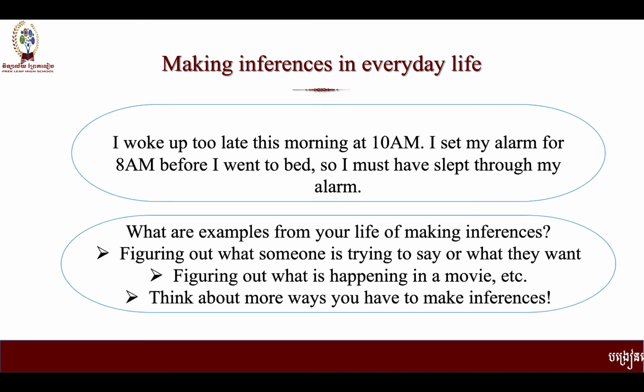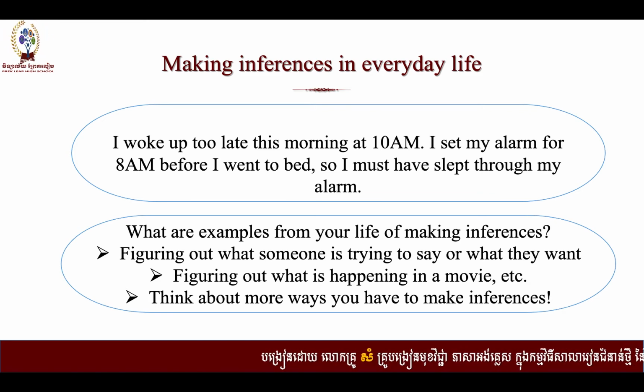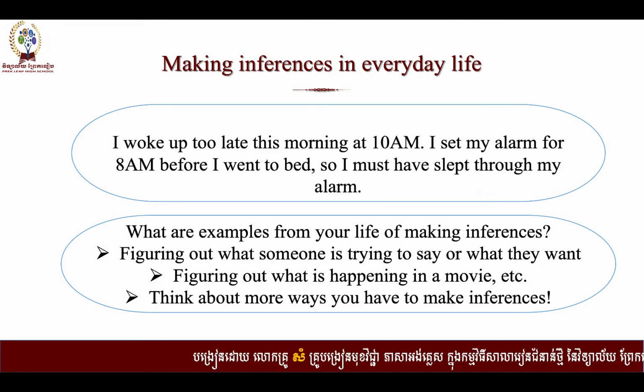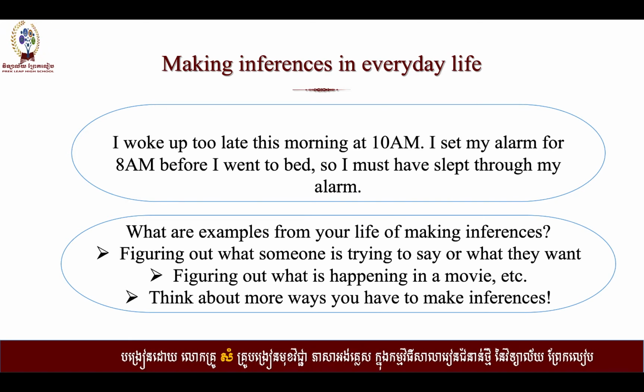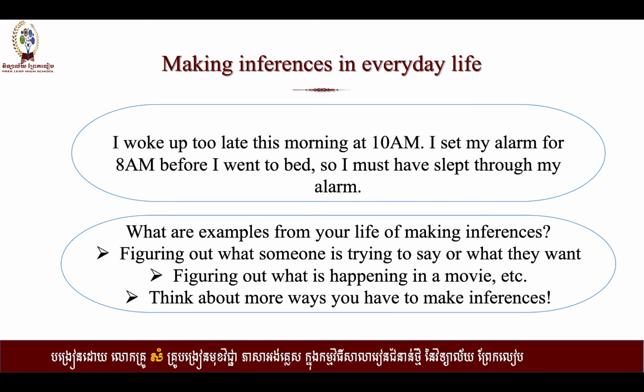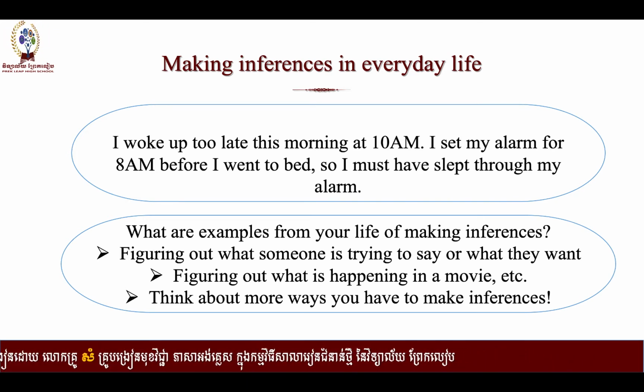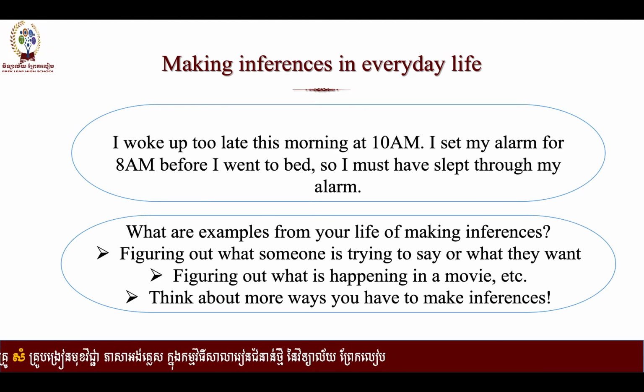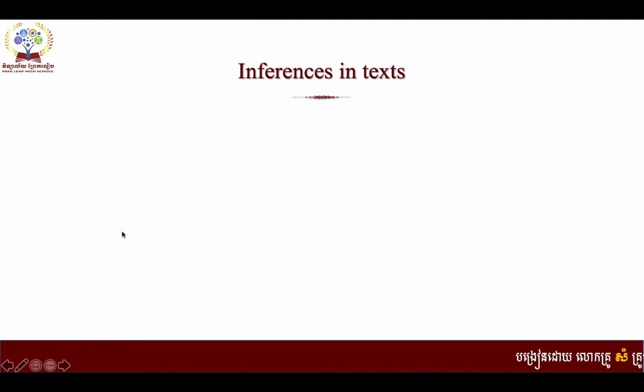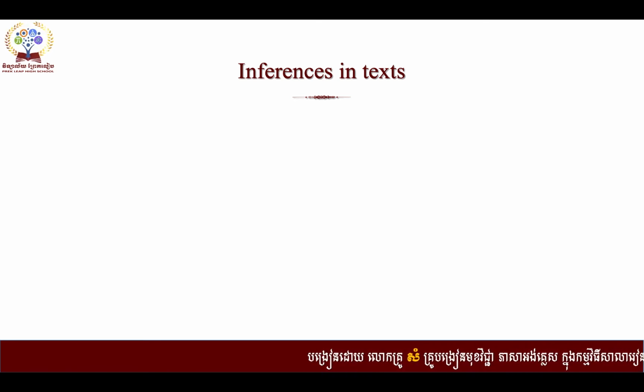And so what are some examples of ways that you make inferences in your everyday life? So some examples might be trying to figure out what someone is trying to say or what they want, right? But they might not say it specifically. Figuring out what is happening in a movie, right? And it's important just to think about more ways that you have to make inferences in your daily life, in your job, at school. And so, we do make inferences in our daily lives, one example is we try to understand what people are trying to say without them directly saying it.